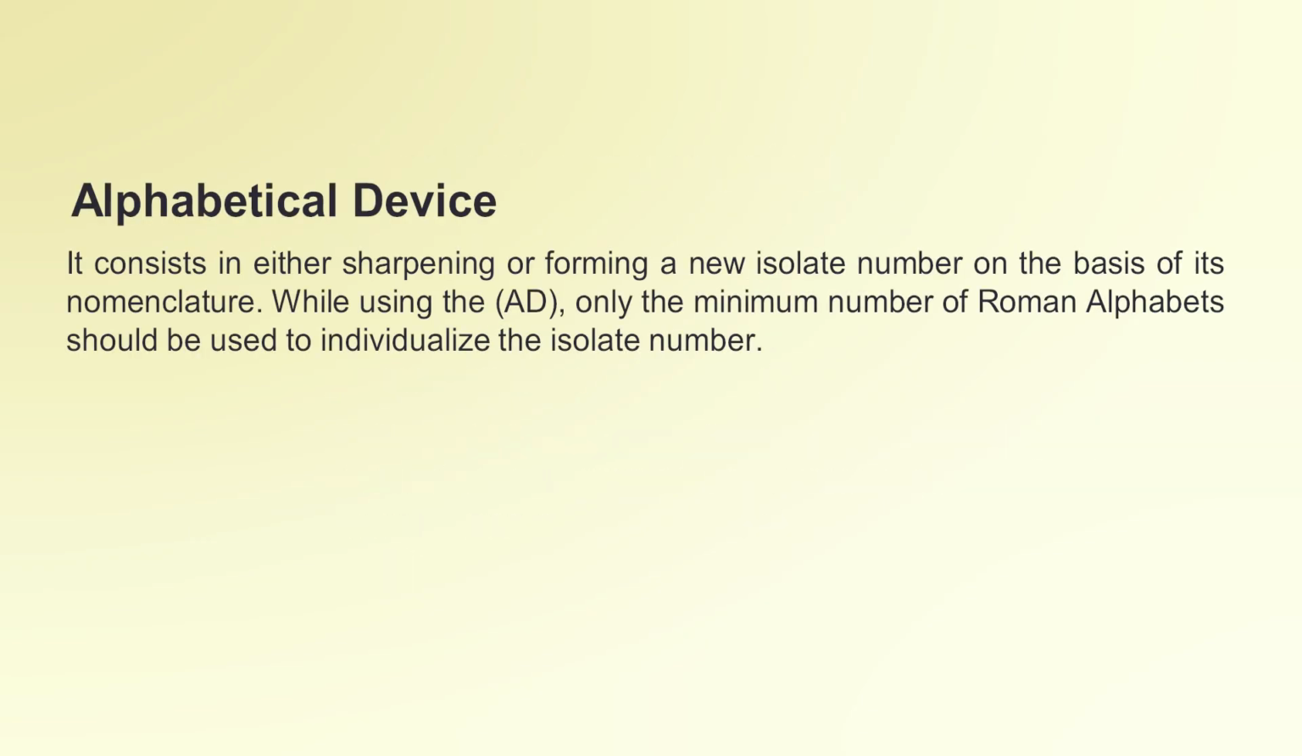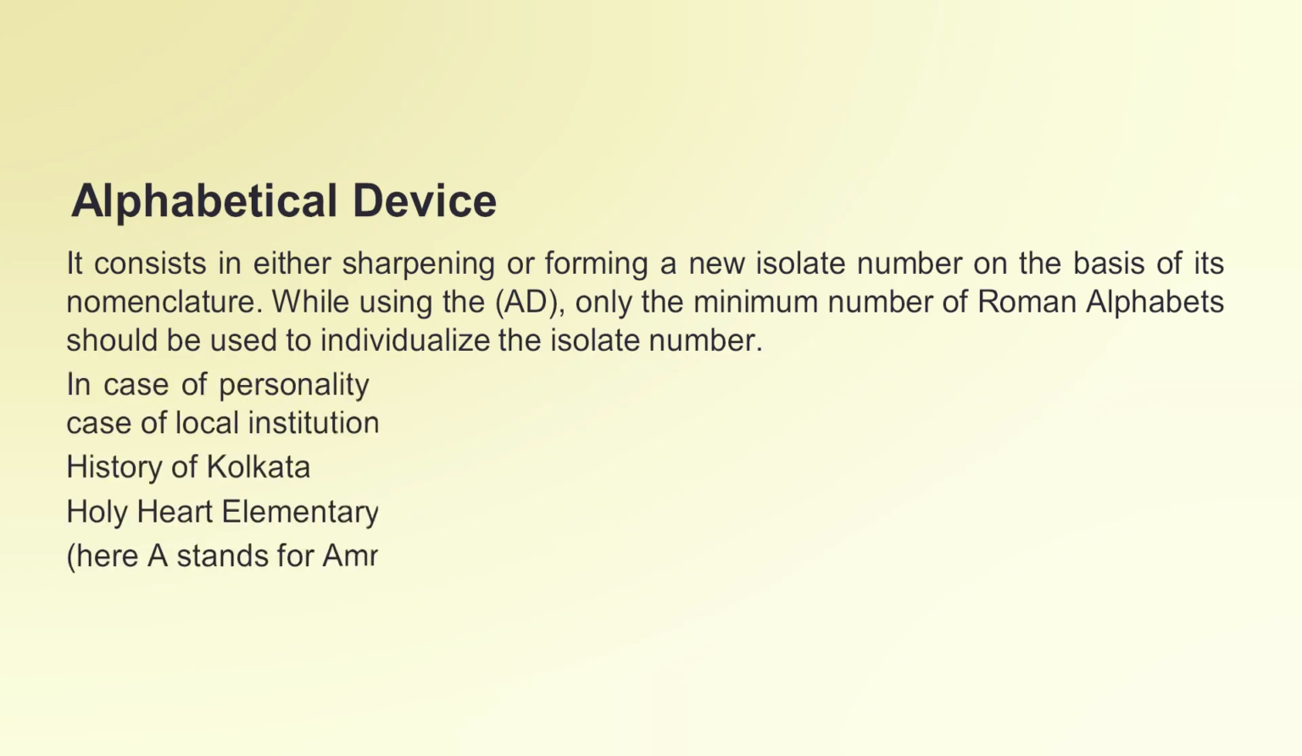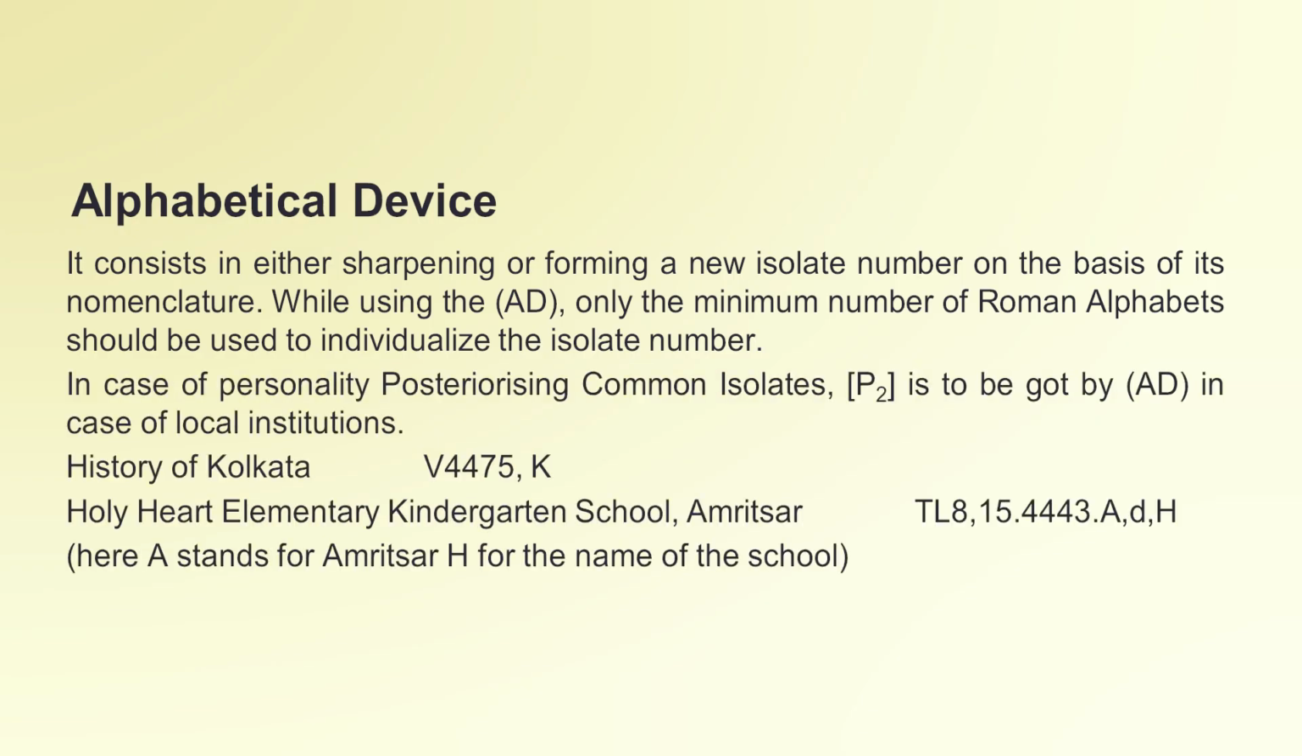Next we discuss alphabetical device. It consists in either sharpening or forming a new isolate number on the basis of its nomenclature. While using the alphabetical device, only the minimum number of Roman alphabets should be used to individualize the isolate number. In case of personality posteriorizing common isolate, P2, that is level 2 personality, is to be got by alphabetical device in case of local institutions such as History of Kolkata.